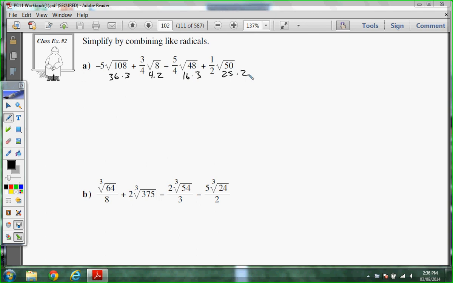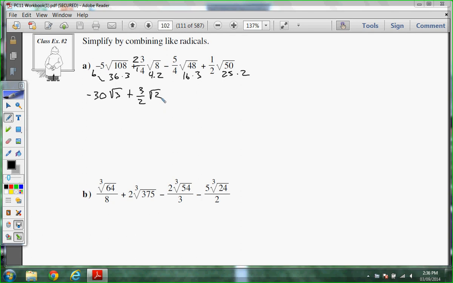Okay, I'm going to pull the 36 out. Gives me 6. Negative 5 times 6 is 30, root 3. I'm going to pull the 4 out. 4 times 3/4, the 4 cancels. Oh, excuse me, it's got to be a 2. That's not right. Pull the 4 out, it's going to be a 2. 2 times 3 is 6, because it's 2 over 1, because we're multiplying. 6 over 4, so it's going to reduce to 3/2, root 2.